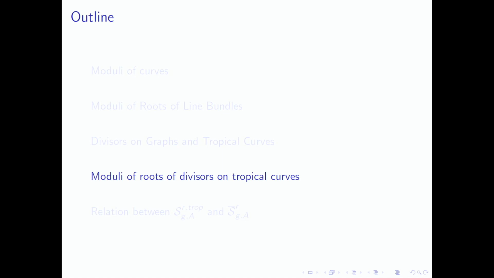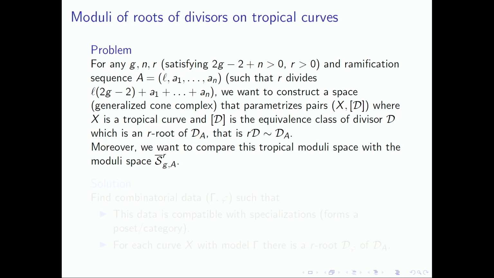And now I can state our problem finally. So what is the problem I want to consider today? For any relevant combinatorial data, I want to construct a parameter space for what? For pairs (X, D), where X is a tropical curve, and D is the class of a divisor such that r times this divisor is the universal divisor. So this is the equivalent of the root of the divisor for tropical curves.